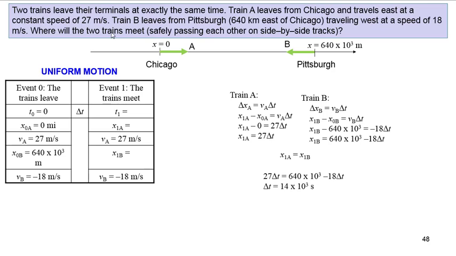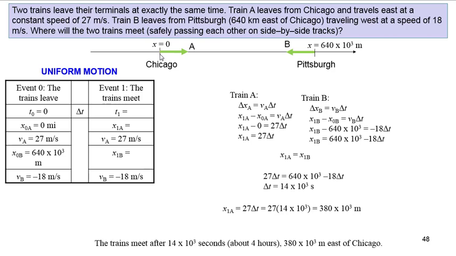And the question though asks where will they meet? So to figure out where, that's really asking what's this value? I need to plug delta t back into either this equation or this equation. Let's plug it back into this equation. So that's what I've done here. 27 times my delta t, and I get 380 times 10 to the 3 meters. That's the x position. So that is describing a distance that is east of Chicago, right? Because I put Chicago at my x equals 0. So the trains meet after this many seconds, which is about 4 hours, and it's this far east of Chicago. That's where they meet.